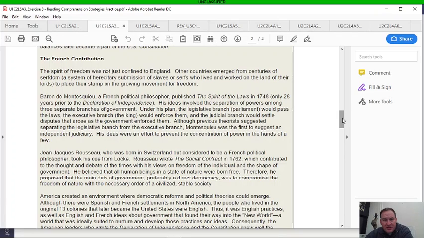Baron de Montesquieu, a French political philosopher, published The Spirit of Laws in 1748, only 28 years prior to the Declaration of Independence. His ideas involved the separation of powers among three separate branches of government. Under his plan, the legislative branch, or Parliament, would pass the laws, the executive branch, or the king, would enforce them, and the judicial branch would settle disputes that arose as the government enforced them. Although previous theorists suggested separating the legislative branch from the executive branch, Montesquieu was the first to suggest an independent judiciary. His ideas were an effort to prevent the concentration of power in the hands of a few. Again, it should be familiar, so do a summary of that paragraph.